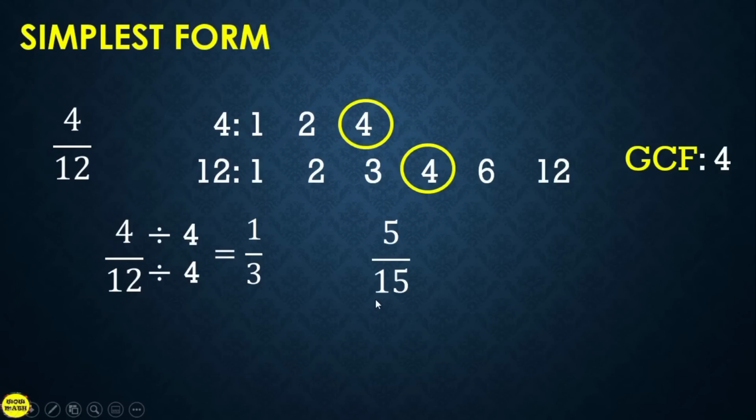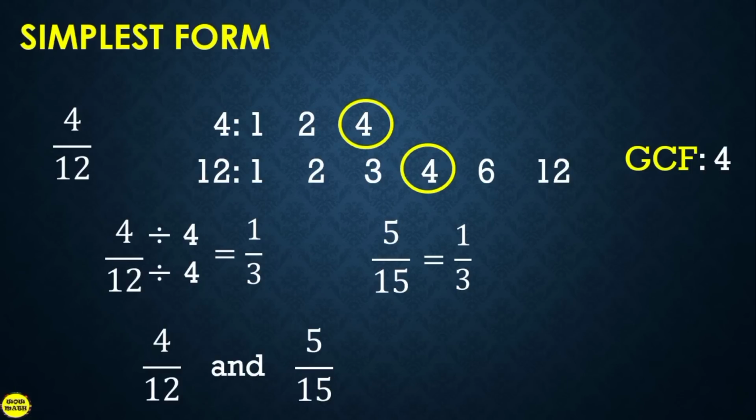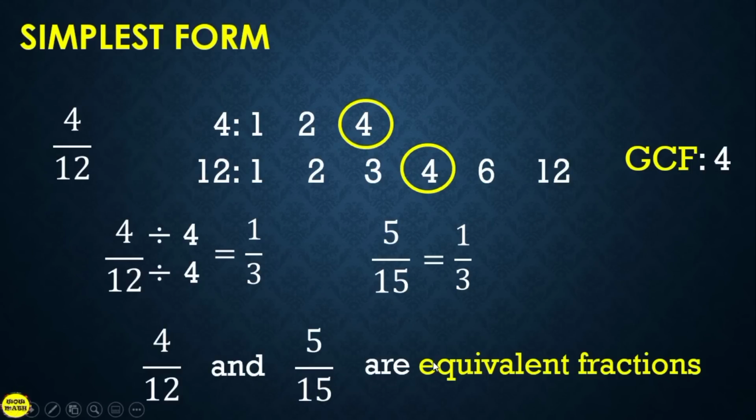Also, si 5/15, kapag kinuha natin yung simplest form or lowest term ni 5/15 is also 1/3. So, same sila, no? Ang 4/12 saka yung 5/15, kapag kinuha natin yung simplest form nila, that is 1/3. So, we can say that 4/12 and 5/15 are equivalent fractions. Once na yung dalawang fraction mo, same yung simplest form nila o yung lowest term nila, tinatawag natin yung equivalent fractions.